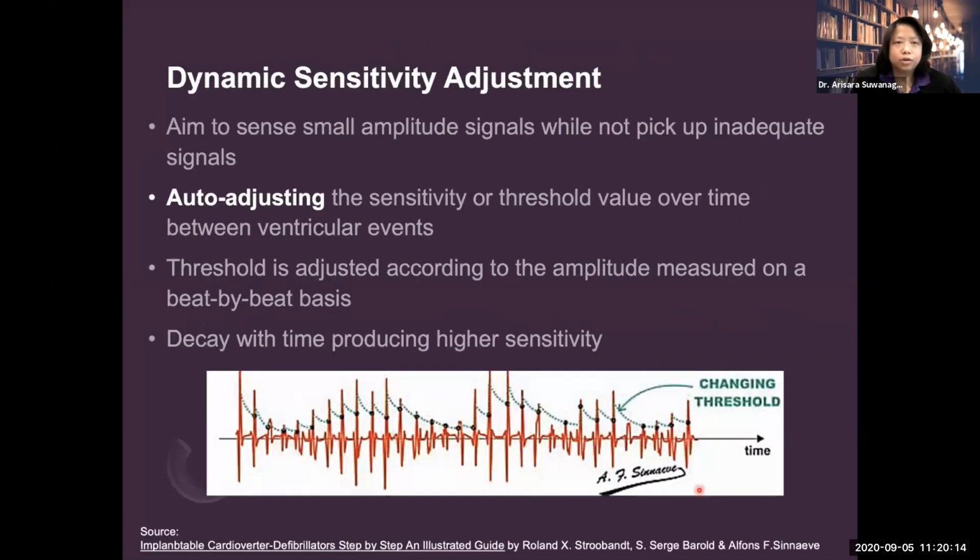So these ICDs have a dynamic sensitivity adjustment to make sure that they detect every signal that they should. They will be very sensitive, auto-adjusting the sensitivity and threshold. It looks beat by beat, and as time goes, they reset their threshold, and then they detect the next beat.